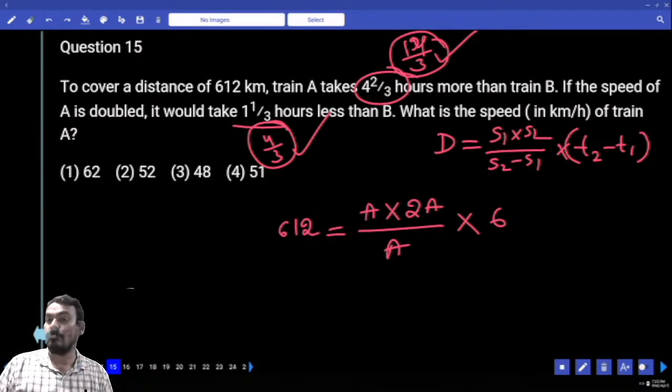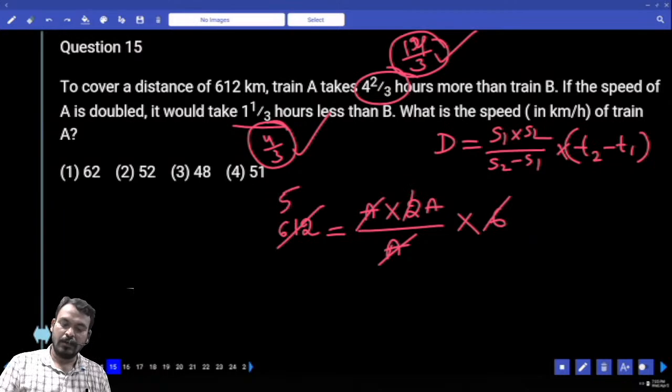6, 1, 2. Numerator A, denominator A cancel. 2 into 6, 12. 12 how many times? 51. Then A equal to how much? 51.